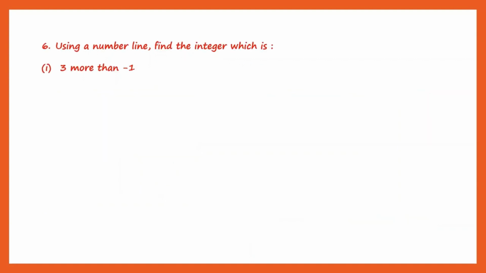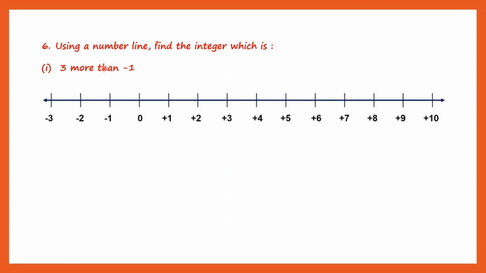Question 6. Using a number line, find the integer which is 3 more than minus 1. So we're going to find what is the number that is 3 more than minus 1 using a number line. So let's draw a number line. Now look out for minus 1. So minus 1 is here. From here we need to find a number that is 3 more than minus 1. So first let's mark minus 1 on the number line. So we have marked minus 1 here.